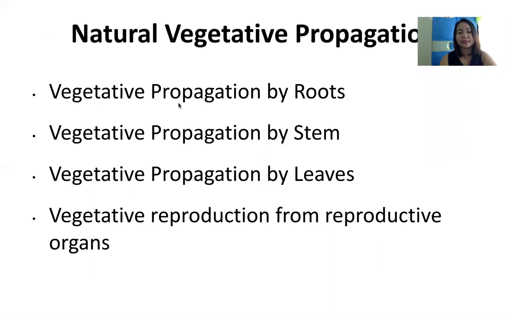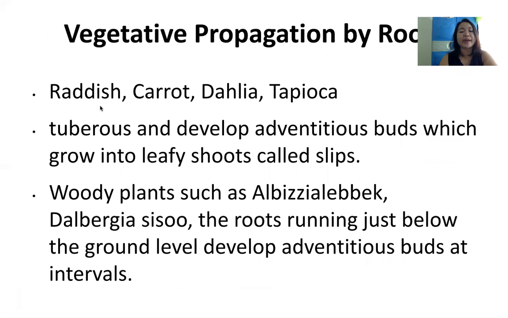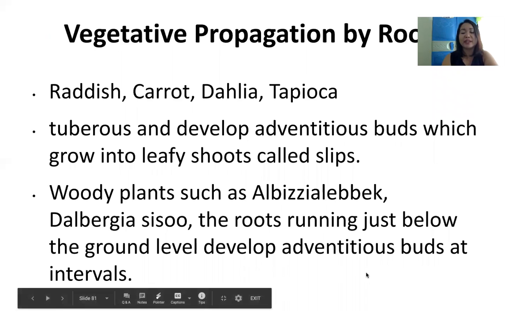So what are these? Natural vegetative propagation can be done by using roots, stems, leaves, and reproductive organs. Root examples are radish, carrot, dahlia, and tapioca, and tuberous roots, which develop adventitious buds that grow into leafy shoots called slips. In woody plants such as Albizia lebbeck and Dalbergia sissoo, the roots running just below the ground level develop adventitious buds at intervals.